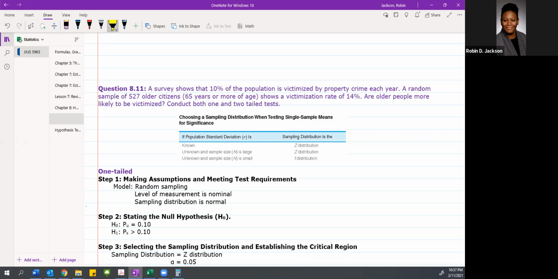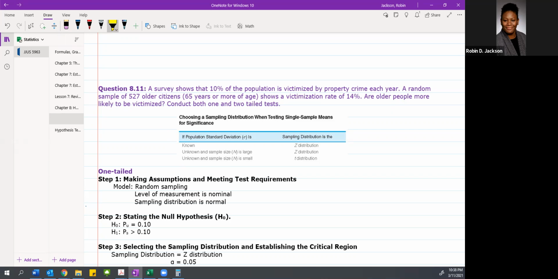Well, if you didn't have the second part about conducting one or two-tailed tests, you would know just based on the question, are older people more likely to be victimized, that this is going to be a one-tailed test. Normally this would be one-tailed. So I made the decision to do all of the steps for the one-tailed rather than the two-tailed, because if this was on a test, I would want you to do the one-tailed if you didn't have that last little sentence there.